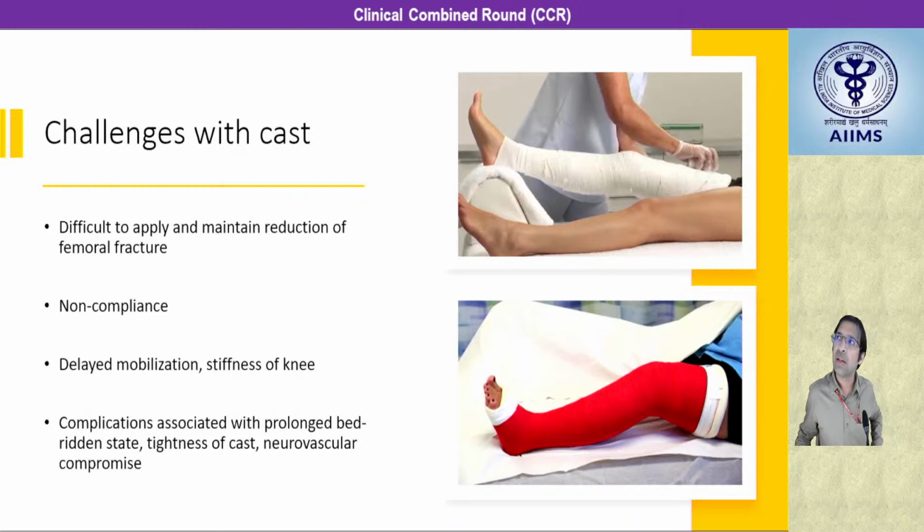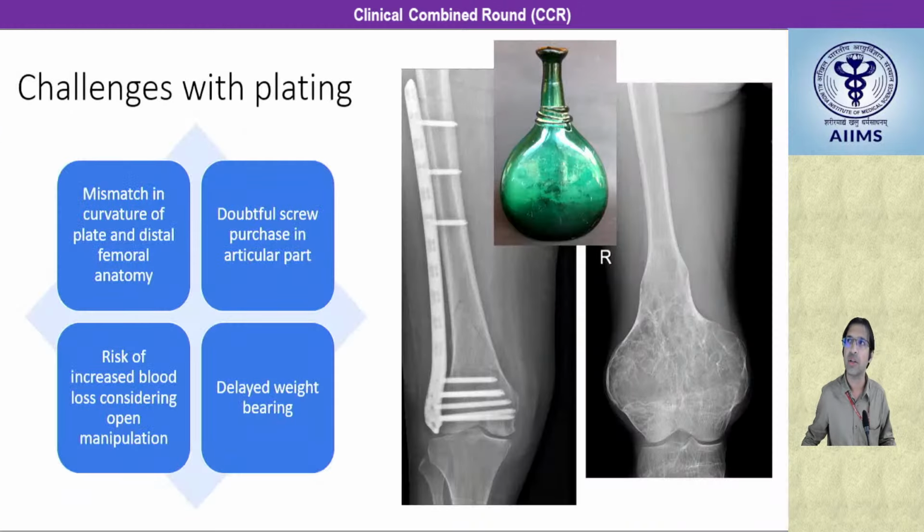The reason is that there are certain complications of a cast which we would want to avoid. First of all, it puts an active patient out of action for almost 3 months. It can also lead to delayed mobilization of the joint, which can lead to a lasting stiffness of the joint. And there are complications if this is not correctly done, like plaster sores or neurovascular compromise. So not a very good option for this particular fracture.